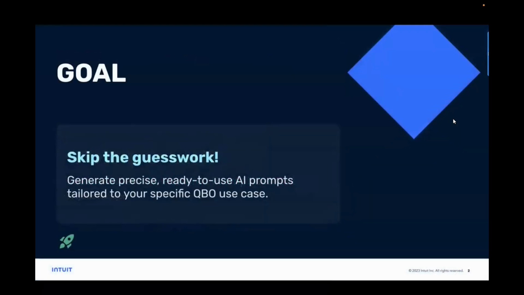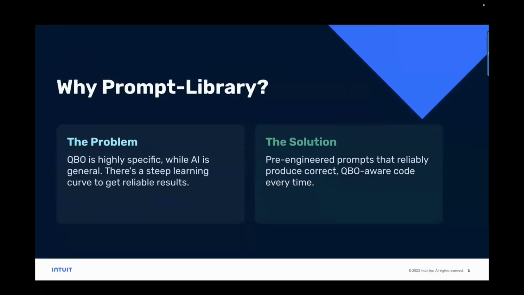Here is the reality. We keep hearing from developers that QuickBooks Online has a powerful API platform, but the learning curve is real. OAuth setup, entity relationships, error handling, sandbox versus production differences, REST API versus GraphQL. There is a lot to know before you write your first lines of code. And AI tools, they are amazing, but they are general purpose. If you type "build a QuickBooks invoice integration," you will get something that looks reasonable, but might be missing a QBO-specific detail.